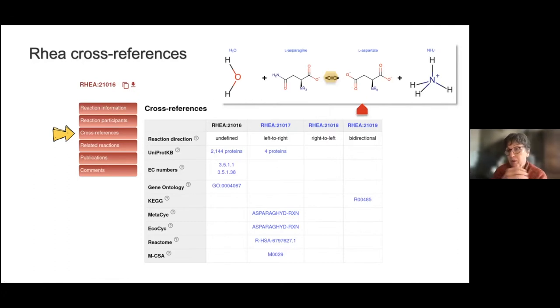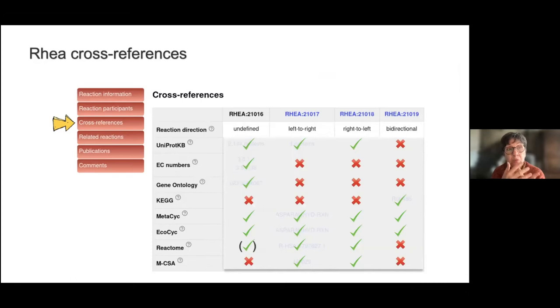And we also have the bidirectional reaction, when the reaction goes in both directions. Why do we need that? It was to be able to link to all the resources and to have a precise link between them. So with the undefined direction, you can find links to UniProtKB and EC numbers, because by definition, EC numbers do not give any information about the direction of the reaction. So all the EC numbers are always linked to the undefined direction. It's the same for Gene Ontology molecular function. The KEGG reactions are always bidirectional reactions. But in MetaCyc and EcoCyc, you can find the four possible directions.